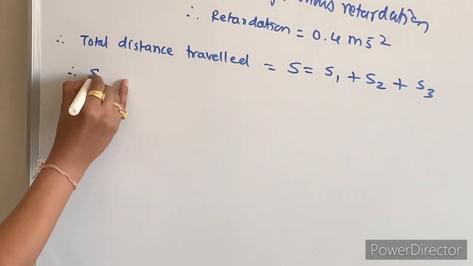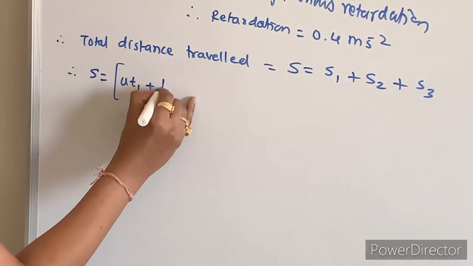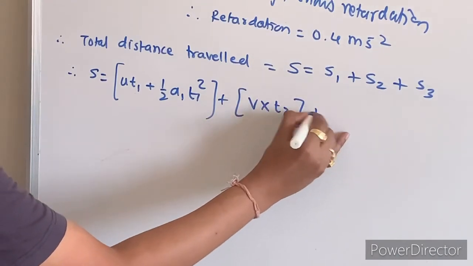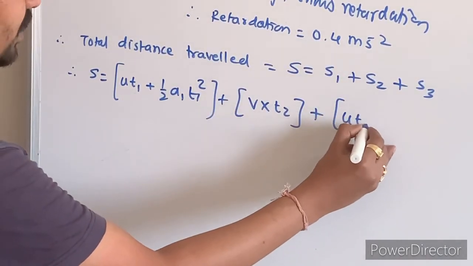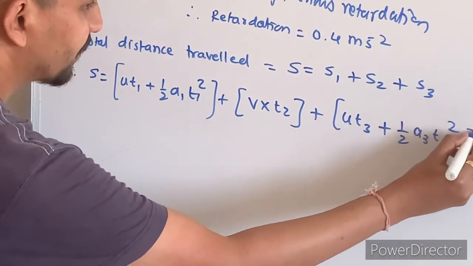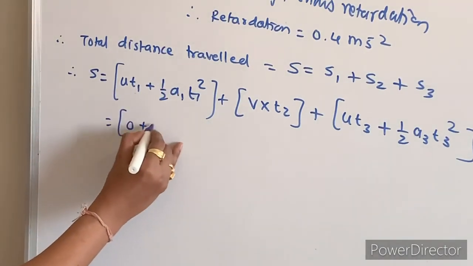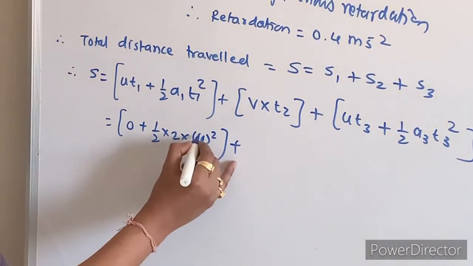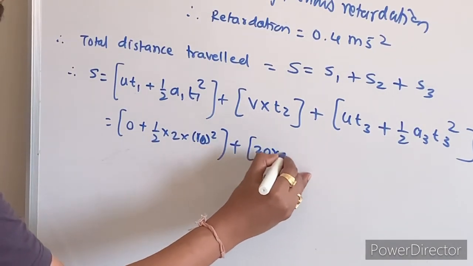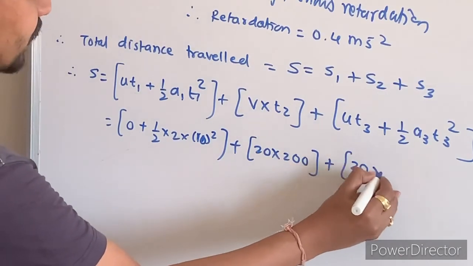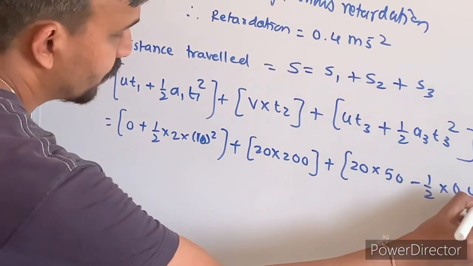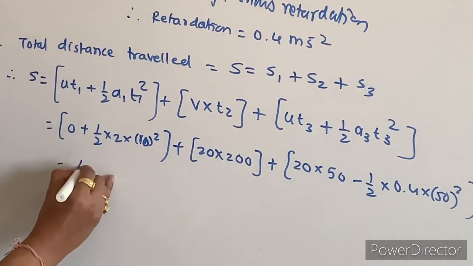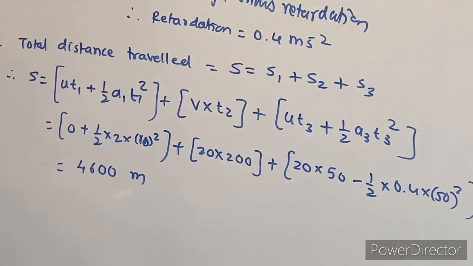So I can write here, therefore S is equal to, in the first part, u t1 plus half a1 t1 square. In the second part, S2 is v into t2, plus in the third part, it is retarded, that is u into t3 plus half a3 t3 square. This u is 0, so I am writing 0 plus half a1, which is 2, into t1, which is 10, the whole square, plus v is 20 into 200, plus u, that is 20, into 50 minus half into 0.4 into 50 the whole square. If you substitute the entire part, this comes up to be 4600 meters. The distance covered is 4600 meters.